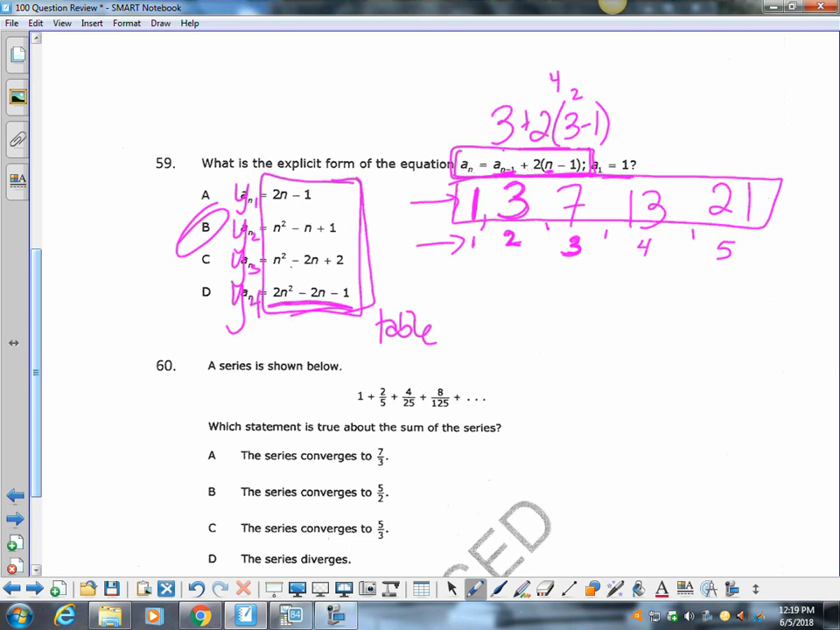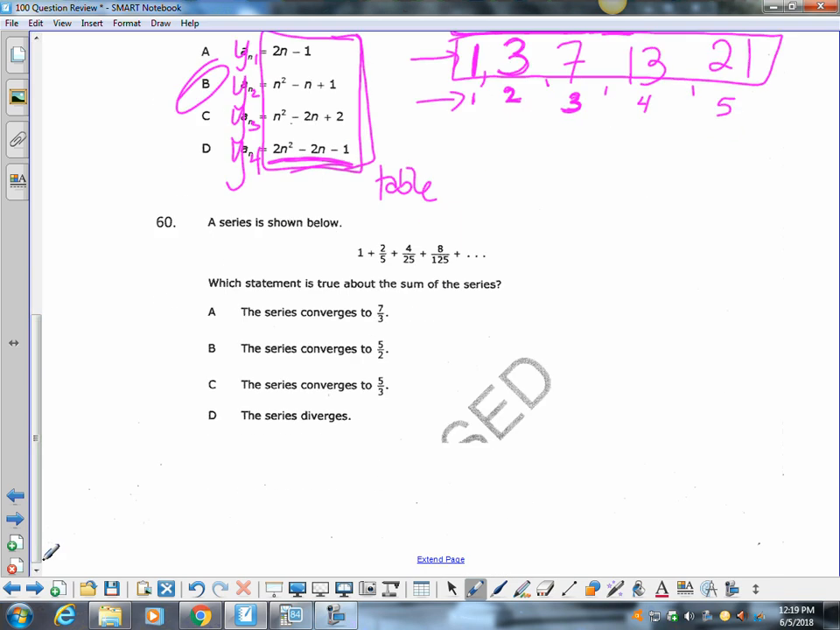Okay, we're going to number 60. Series is shown below. Let's see. These are getting smaller. Looks like I'm multiplying by 2/5 each time. So we definitely don't diverge. We're getting smaller because my r is smaller than 1. And so we're going to converge, but now we need to figure out what we converge to.